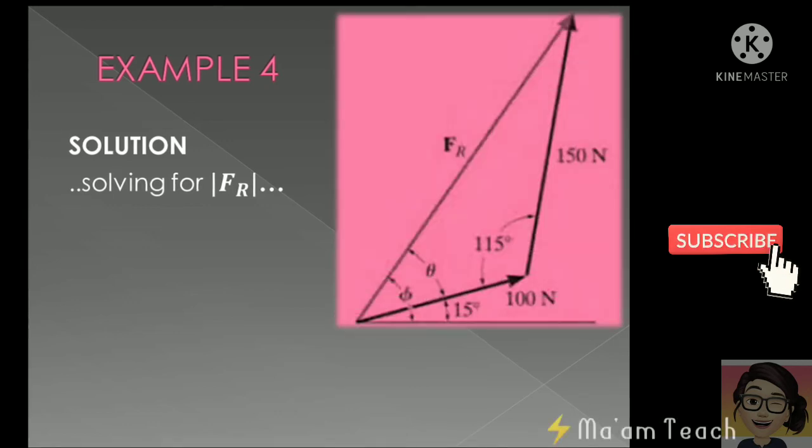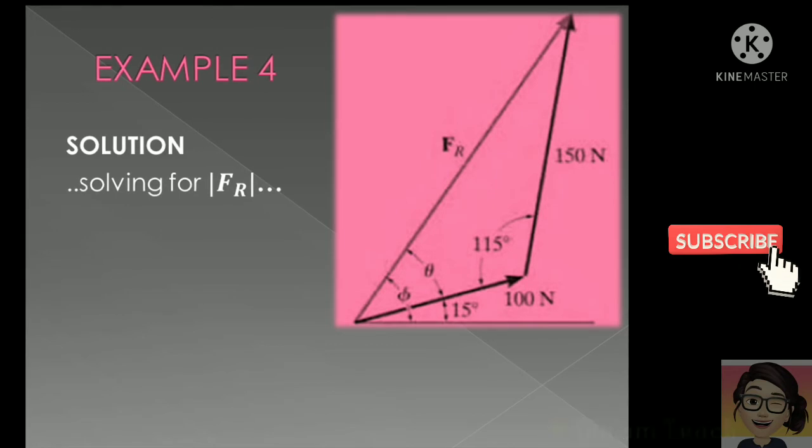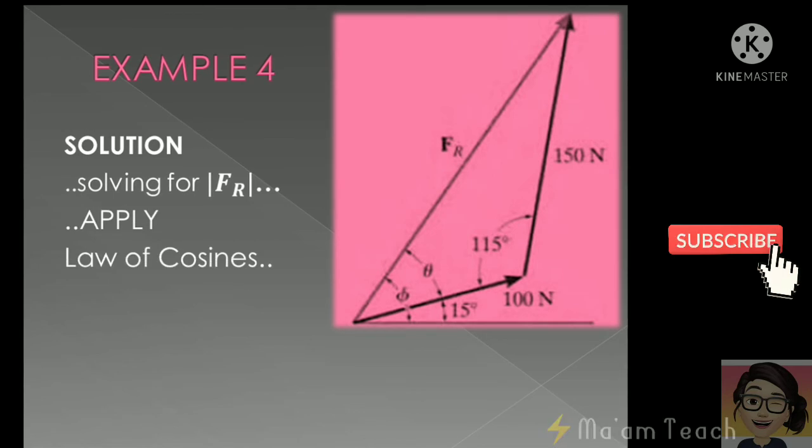So to solve for the magnitude first, looking at the triangle, what formula or what principle can we apply here? As you can see, two sides are given and one angle. What target do we have? It is the side, which is F sub r. So when we are trying to solve for the value of a side and we are given two sides and an angle, we can apply the law of cosines.